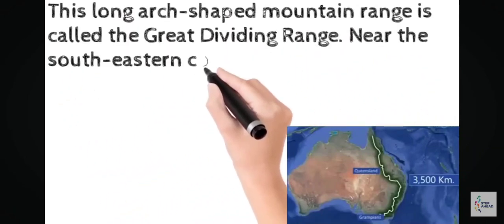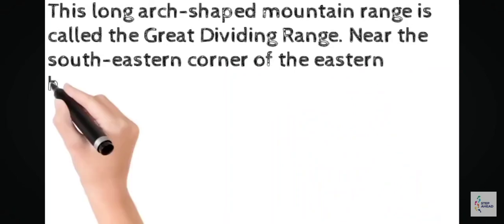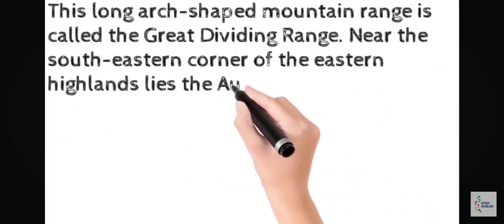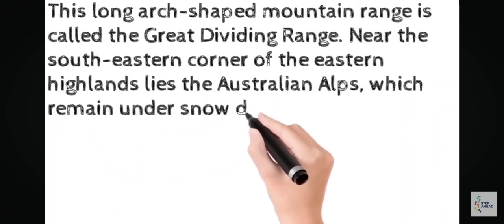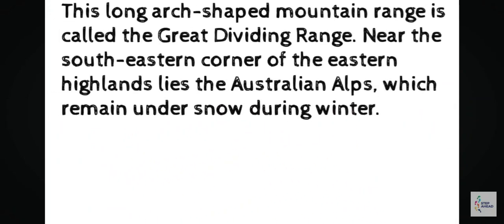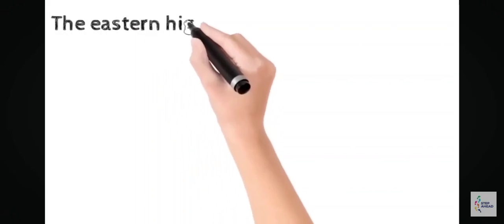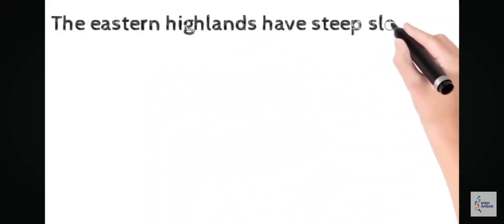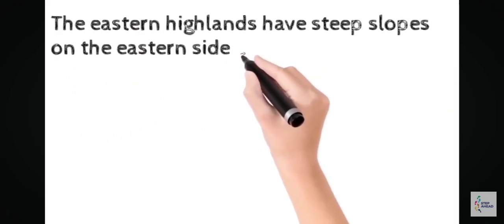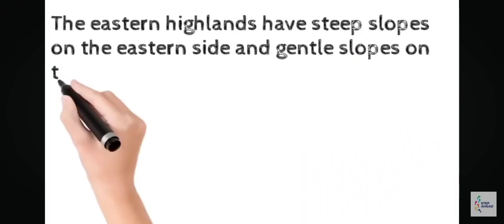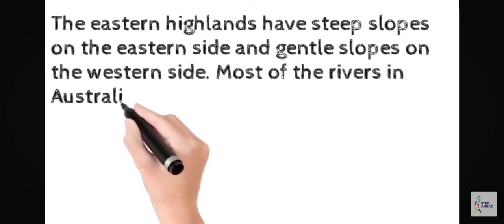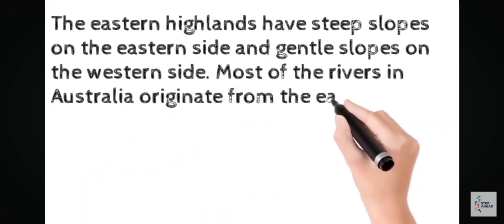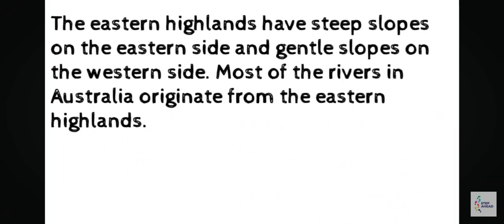Near the southeastern corner of the Eastern Highlands lie the Australian Alps, which remain under snow during the winter season. The Eastern Highlands have steep slopes on the eastern side and gentle slopes on the western side. Most of the rivers in Australia originate from the Eastern Highlands.